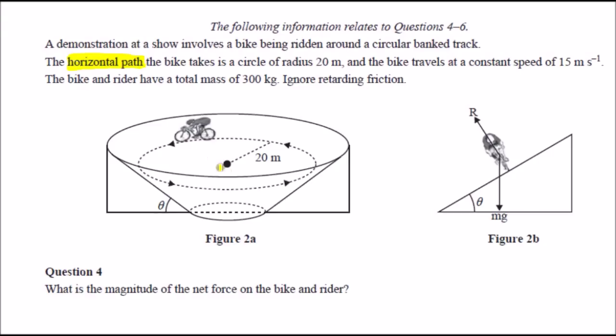So what this means is that the only force that's acting on the rider, or the net force, sorry, that's acting on the rider is the centripetal force, which is pushing in to the center of the circle like that. Now this actually is one of the questions later, so we will come back to that. But firstly, what is the magnitude of the net force on the bike and the rider? So moving over, like I've said, we know that the net force is the same as the centripetal force.